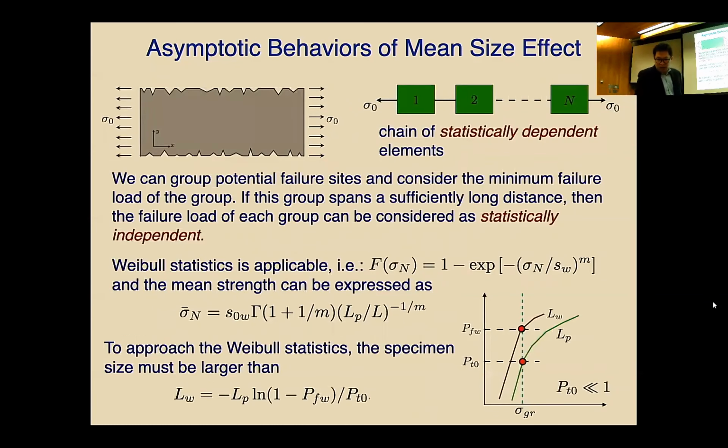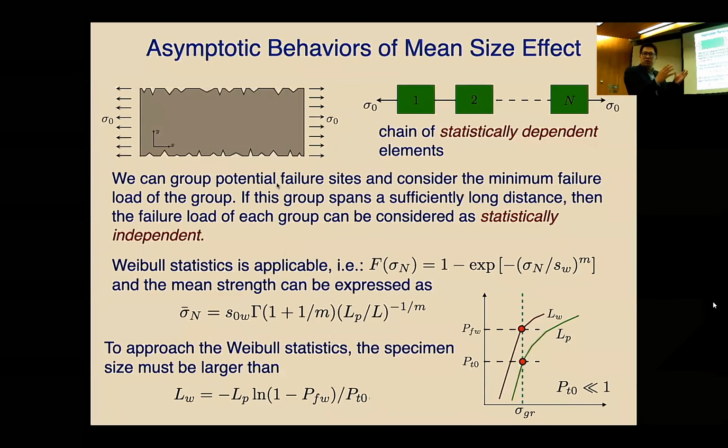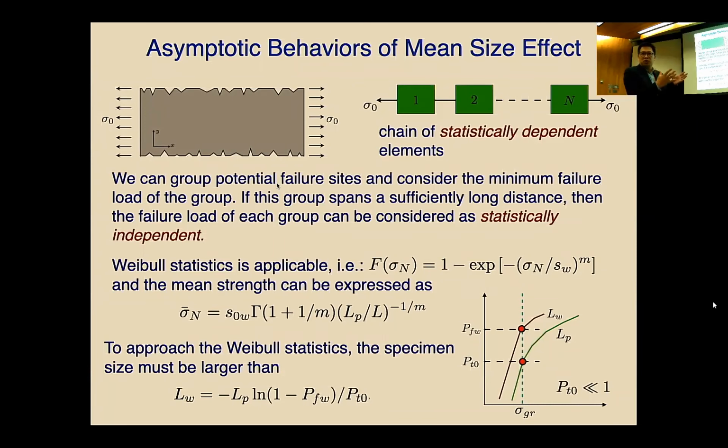Okay, now we move to the large size asymptote. Why will the large size asymptote give us a power law with an exponent of -1 over m? Well, what you can think about now is that a specimen is huge in length. Now we can group the potential failure sites into groups. For this group, I can choose any length because my specimen size is long enough. So I can choose a big group, right? What matters is we want to consider the minimum failure load of each group. If my group size is large enough, then the minimum load of each group will be independent. They will not see each other's correlation anymore.